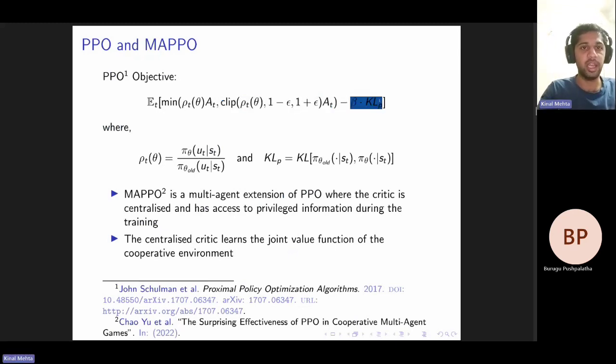And yeah, it also has a KL penalty, which basically tries to maintain the distribution of the policy as close as possible to when it started using the same observation. So yeah, that is this term.